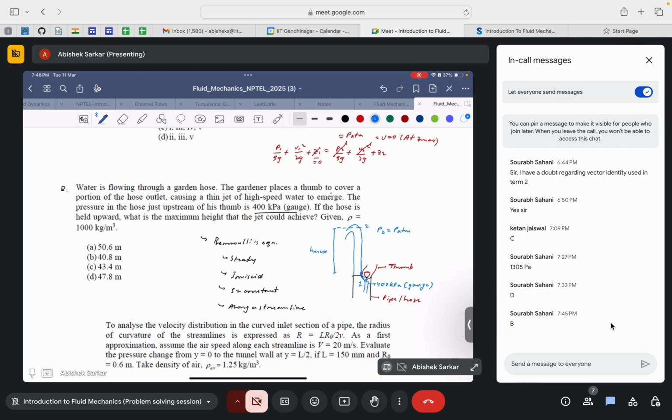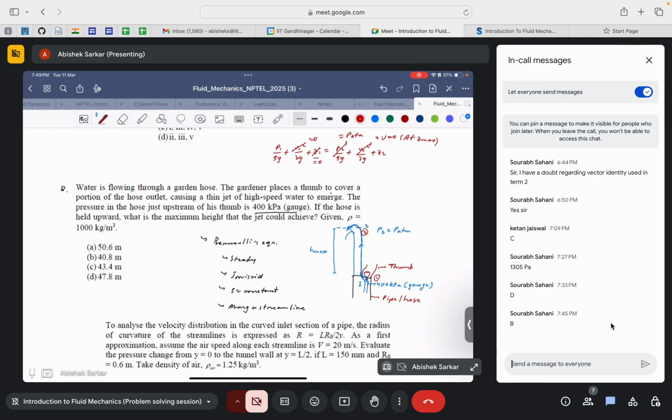So if you take a streamline, then comes the concept of along a streamline. If you take a streamline such that it passes through that particular point and then comes out as a jet here, and consider that point 1 is at this point and point 2 is at the maximum height, then you can take the velocity just below his thumb, V1, to be 0. Basically it's a stagnation point. A similar concept will be applied when we discuss the pitot static tube, how we use the pitot tube for measuring the velocity in a fluid flow.